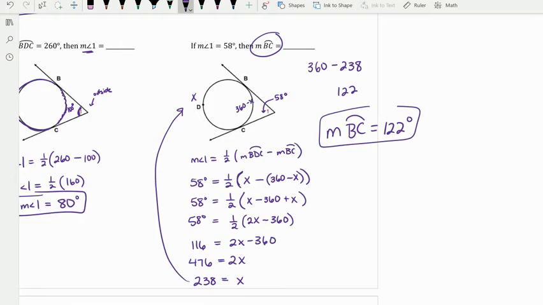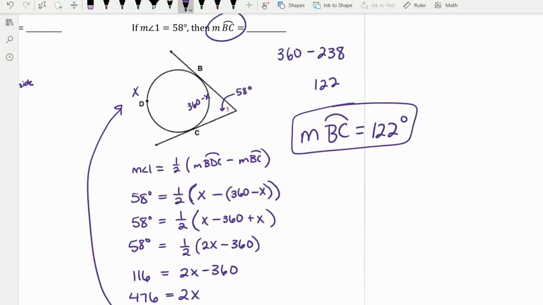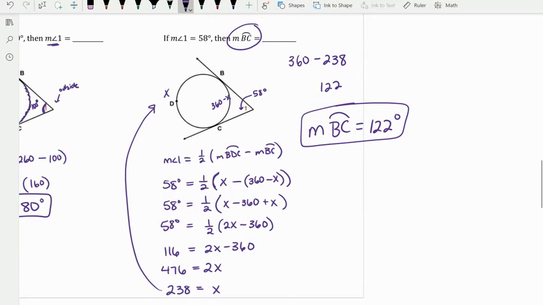Okay. Had I slowed down a little bit and thought about that, maybe in hindsight, I should have made BC x and BDC 360 minus x, and then I wouldn't have had to do the extra step. But either way will work there. Okay, same formula, plug in the stuff you know, solve for what's missing, and then make sure you're actually answering the question.